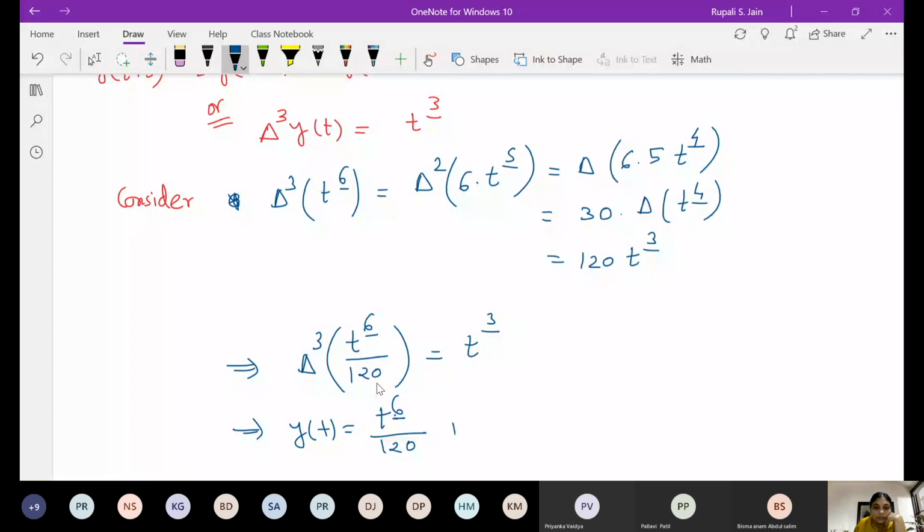So this implies y of t is equal to t to the 6 falling divided by 120, is the required solution. Is that okay? Yes, ma'am. Now we will go to the next.